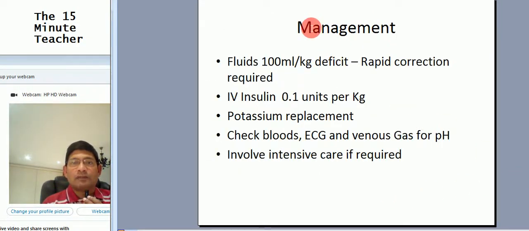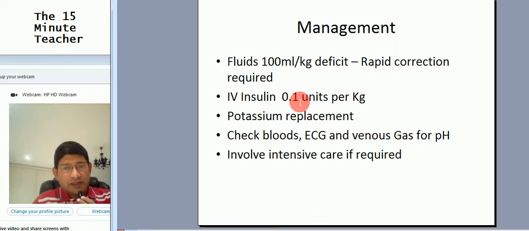These are the principles of management. Predominantly fluid deficit, the body is dehydrated, and 100 ml per kg deficit is not unusual. This would work out to about 7 liters in a 70 kilogram person. Insulin is required both to burn ketone bodies and also to prevent further ketone body formation. And a typical dose that is required would be 0.1 units per kilogram per hour, which works out to about 7 units per hour in a 70 kilogram person.